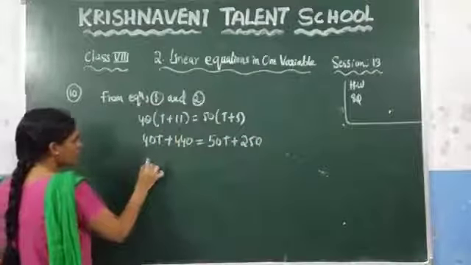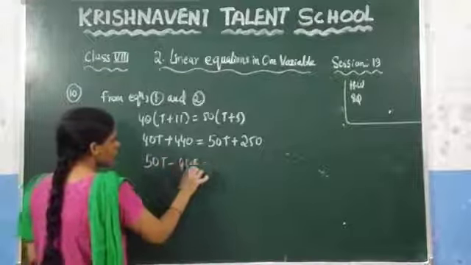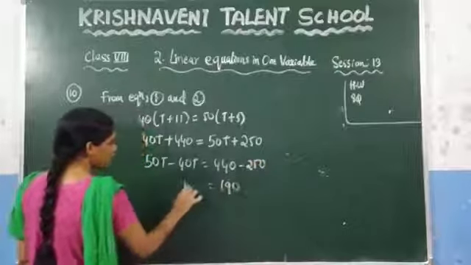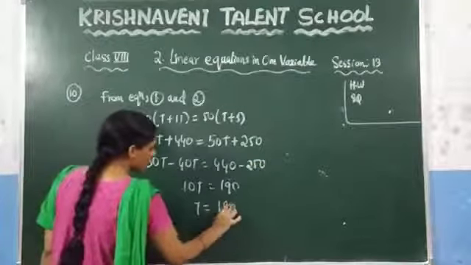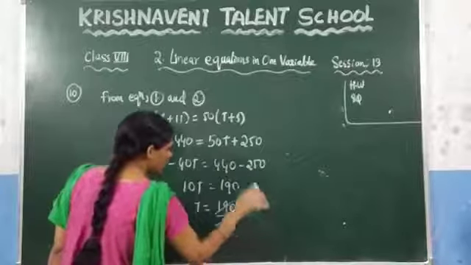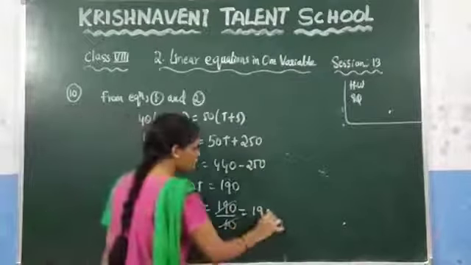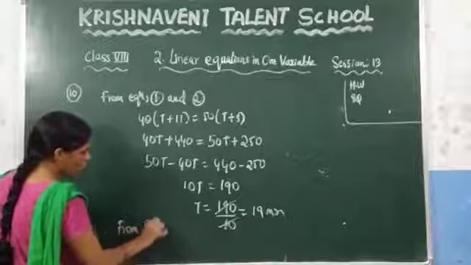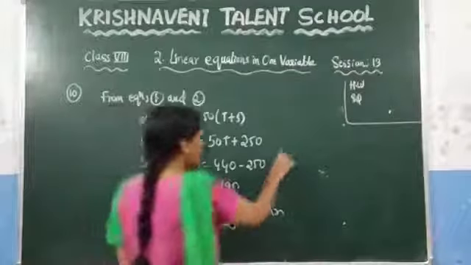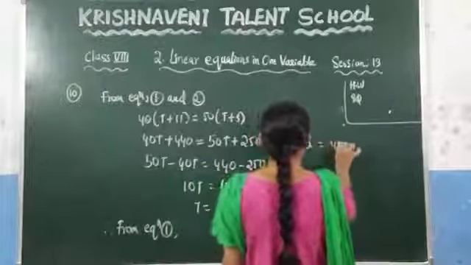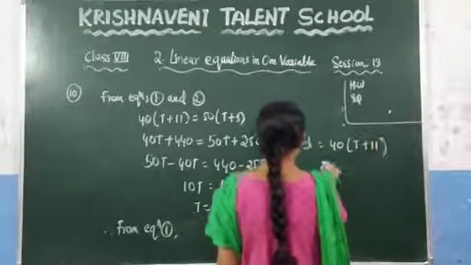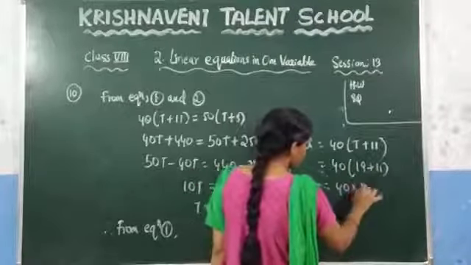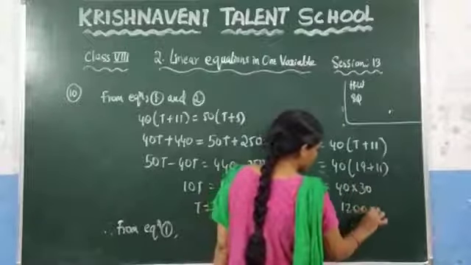Now take all the t values. 50t minus 40t is equal to 440 minus 250. What is this value? You will get 190 on the right and 10t on the left, so t is equal to 190 by 10, which gives you 19 minutes. Now from equation 1 or equation 2, you can take any one. From equation 1, d is equal to 40 into t plus 11. Substitute the value of t here: 19 plus 11. So you get 40 into 30, which gives you 1200 meters.